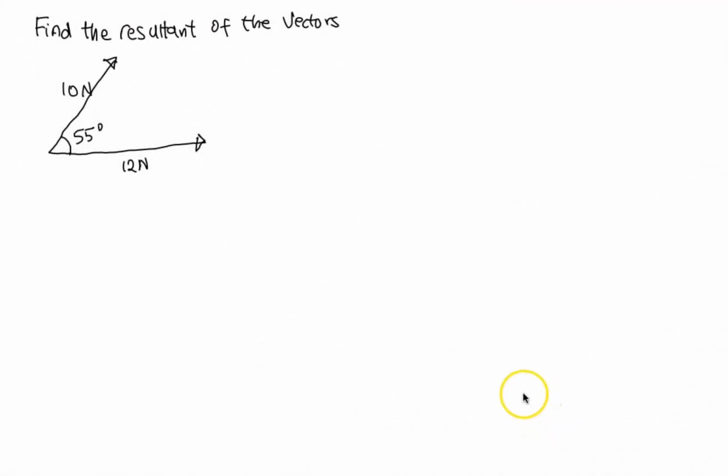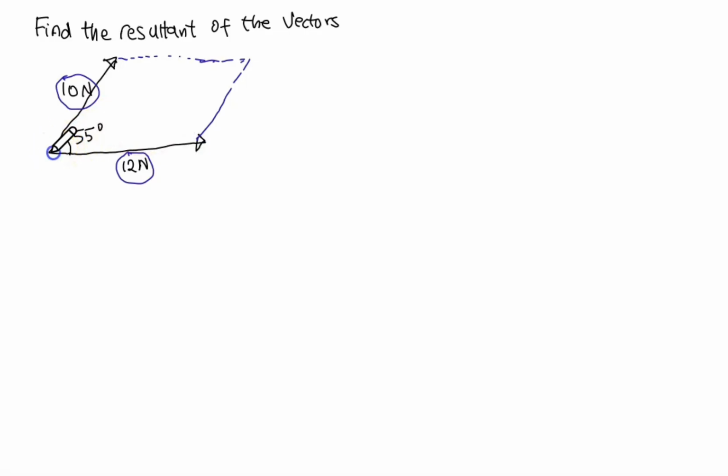Here is a question in which we have to find the resultant of the vectors. We have a vector of 10 Newton, and on the other hand, a vector of 12 Newton. The angle between both vectors is 55 degrees. This means the vectors are not acting parallel to one another, and they are not acting perpendicularly either. So we are thinking of two vectors acting at an angle that is not 90 degrees, and we are thinking of the application of the parallelogram law of vector addition. If we close this up, we get something similar to a parallelogram.